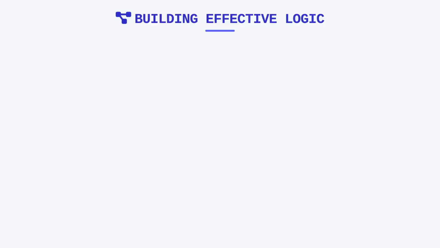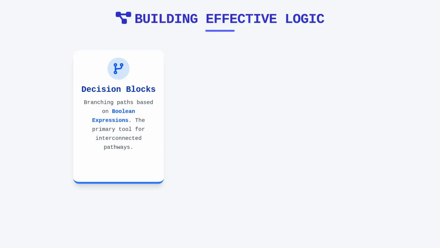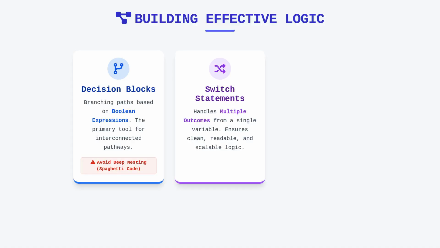Building effective logic requires a disciplined approach to control flow, moving away from simple linear paths towards complex, maintainable structures. Decision blocks are your primary instrument for branching logic based on the evaluation of Boolean expressions, effectively turning your flow into a series of interconnected pathways. However, as the complexity grows, nesting too many decision blocks creates the dreaded spaghetti code, which makes auditing and updates nearly impossible. This is where switch statements become indispensable, providing a clean, readable way to handle multiple outcomes based on a single variable or expression.